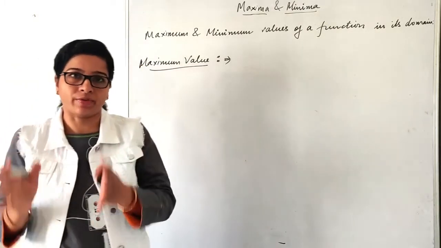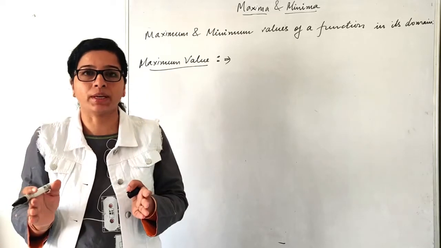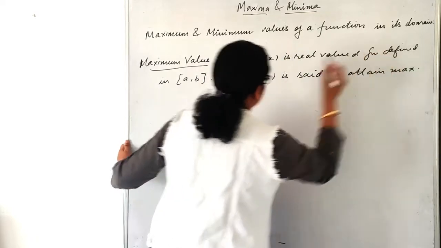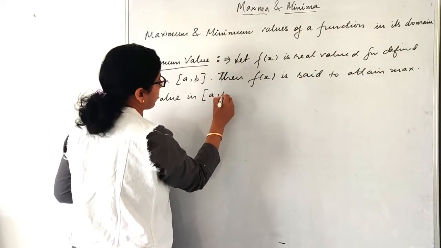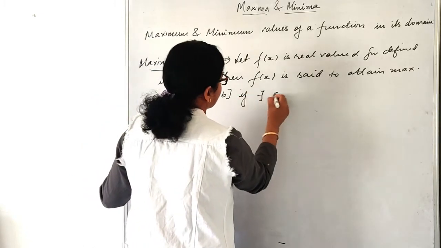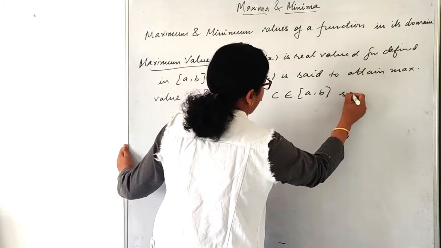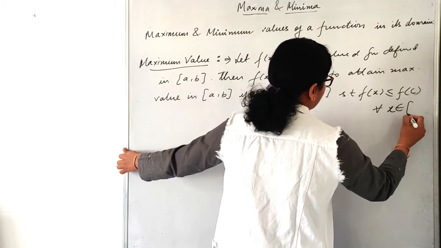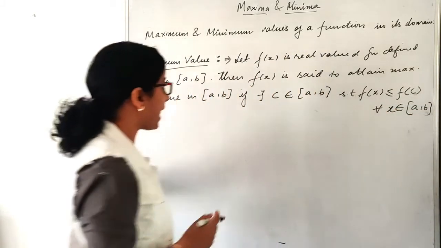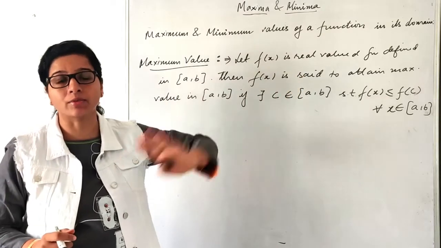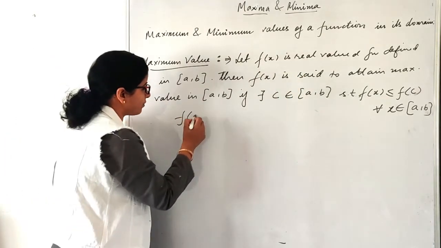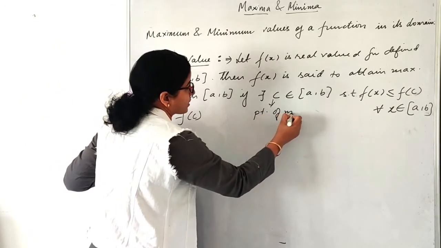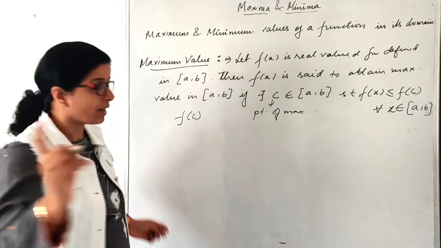So let us have a function f(x) which is defined on closed interval [a, b], and then f(x) is said to attain maximum value in a closed interval [a, b] if there exists c in this interval such that f(x) is less than or equal to f(c) for all x belongs to closed interval [a, b]. In that case, my f(x) will attain the maximum value, and what will be that maximum value? f(c) will be the maximum value, and c will be my point of maxima for that function. Is that clear?